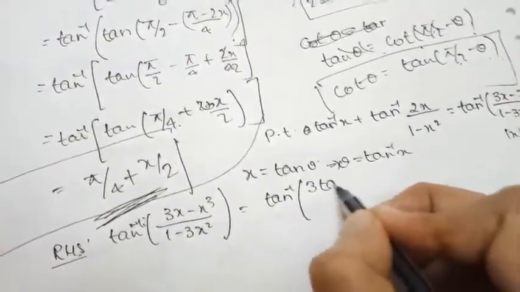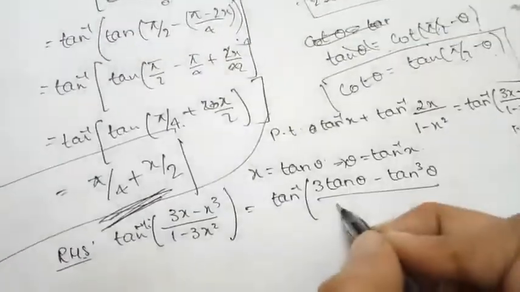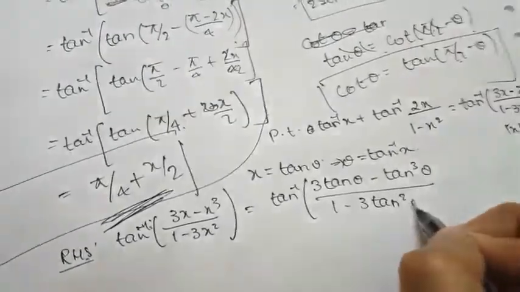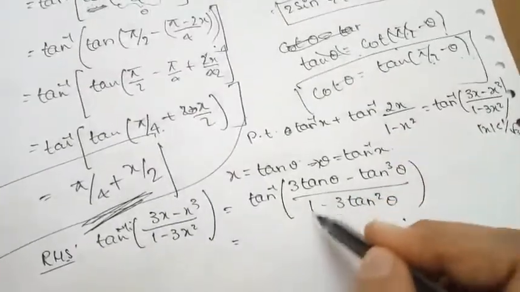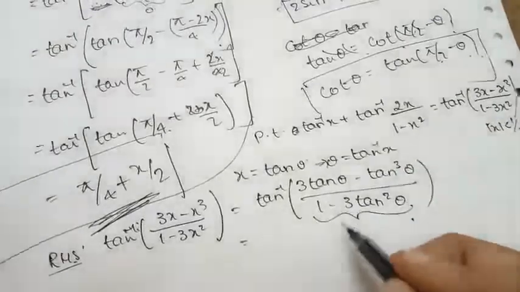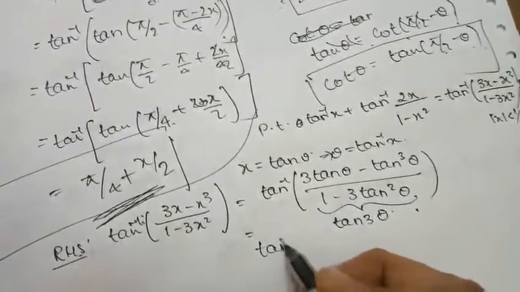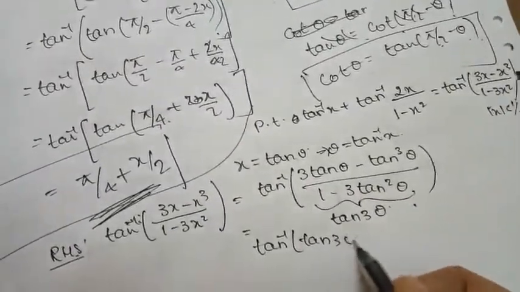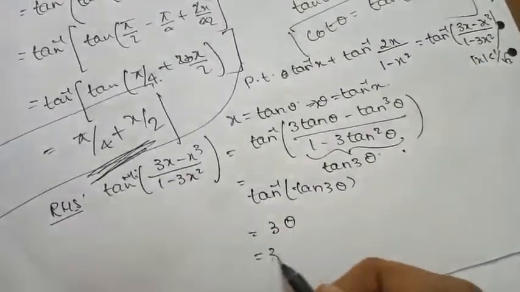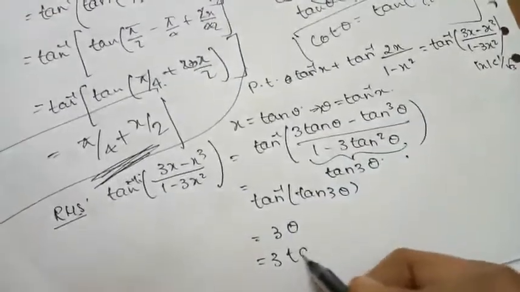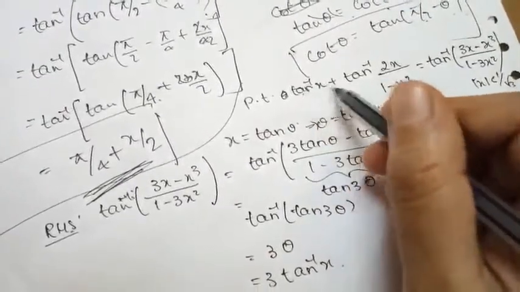So 3 tan theta minus tan cube theta divided by 1 minus 3 tan square theta. So what is that? We know this is a formula, or an identity, of tan 3 theta. So what happens now? Tan inverse of tan 3 theta. So tan inverse of tan x is x itself, so 3 theta. What is theta here? It is tan inverse of x. So that is nothing but our LHS. No, our LHS is tan inverse of x plus this one.